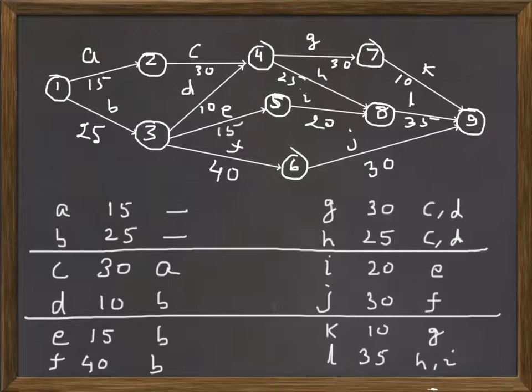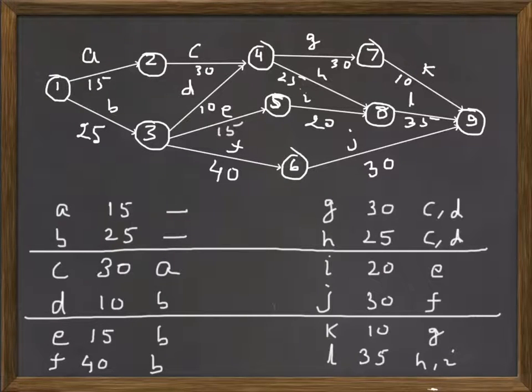Similarly, if you check for G, G has immediate predecessors C and D, and you see here G starts from node 4, and at node 4 C and D, these two arrows are ending. So you can look here, G has immediate predecessors C and D. Similarly, H also starts from the same node, and for H also immediate predecessors are C and D.